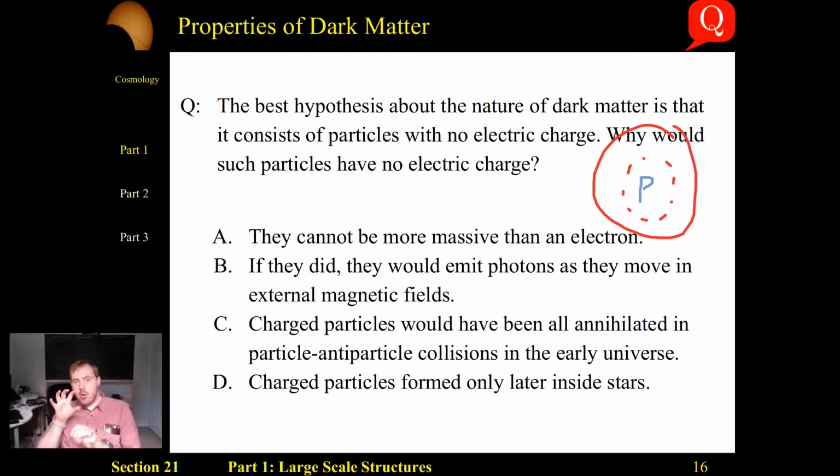So if you have charge, you interact with light. And if you want to go from a high energy level back to a low energy level, what do you do? You spit out, you eject a photon to go down energy levels. So there is this immediate connection between having electric charge and your interactions with photons.